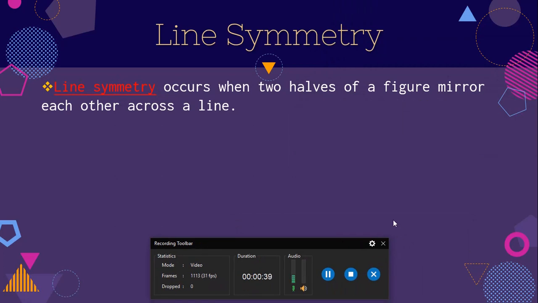The first type of symmetry is called line symmetry, and this is something that will occur when two halves of a figure are mirror images of each other, each lying on opposite sides of the line. So maybe the left and the right are identical, or the top and the bottom are identical, but there should be all points identical contained in both sides of the figure.